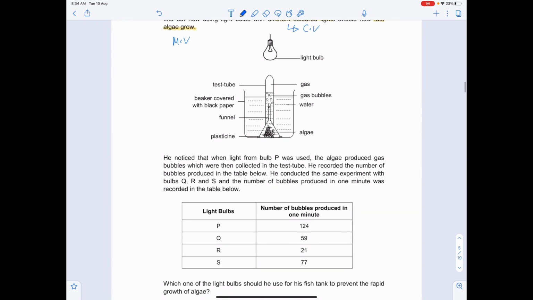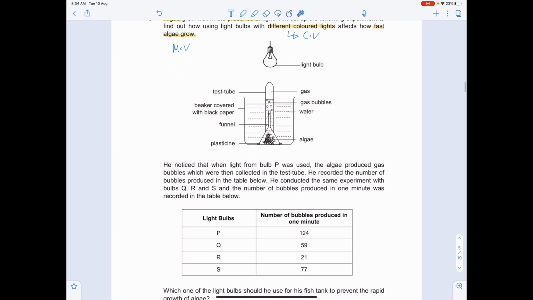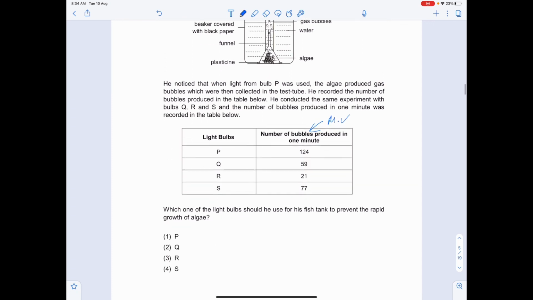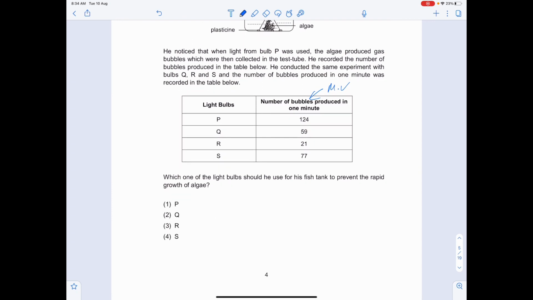Now, he noticed that when light from P was used, the algae produced gas bubbles which are collected in a test tube. He recorded the number of bubbles, and then he conducted the same experiment with Q, R, S, and the number of bubbles produced in 1 minute was recorded below. So maybe let me make a small correction here. In this case, the measured variable is actually the number of bubbles produced. Which of the lights should he use for a fish tank to prevent the rapid growth of algae?